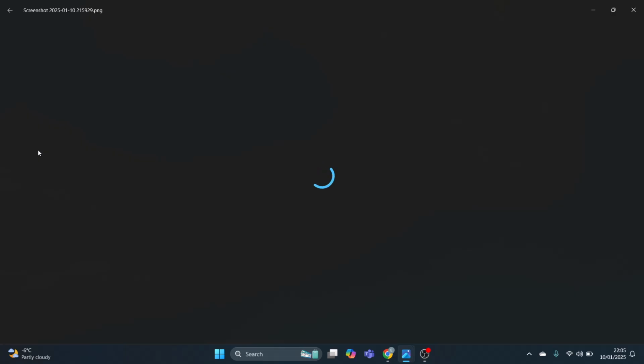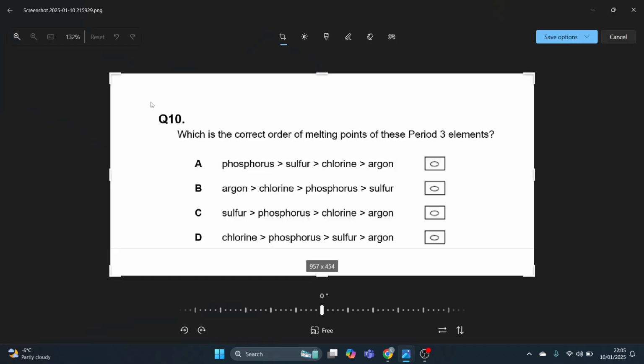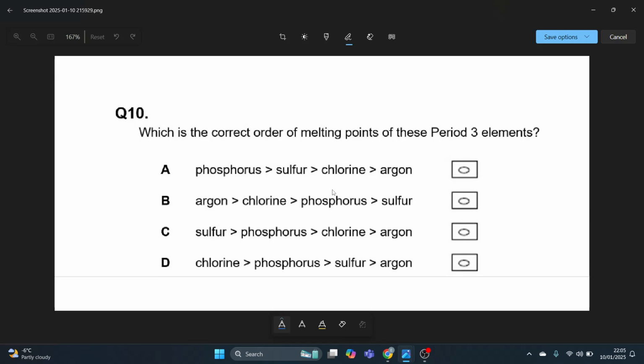Question 10. Which is the correct order of melting points of these periodic table elements? Phosphorus, sulfur, chlorine, argon. Definitely not that. Argon, chlorine, phosphorus, sulfur. Yes. Remember, argon is monatomic, chlorine is Cl2, and then you've got phosphorus, P4, and sulfur, S8. Sulfur has the highest melting point because of the most number of electrons.